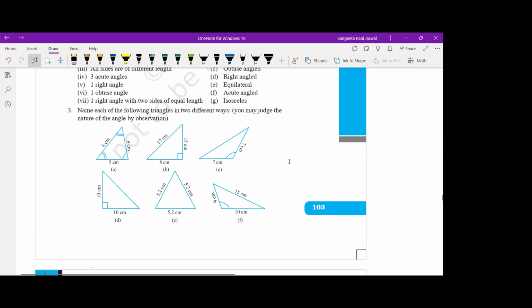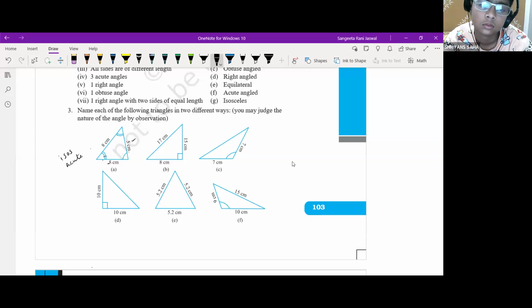Name each of the following triangles in two different ways. Okay, so you have to name it in two different ways. Now see this first one. You can see all the sides. Okay, the two sides are of equal measure. So we can call it as isosceles triangle. And we can see that two angles are equal. Yes, two sides are equal and two angles are equal. Okay, this is isosceles only. Another thing is that what else we can say? All the angles are acute, right? So we can call it acute angle triangle also. Yes, we can do that.